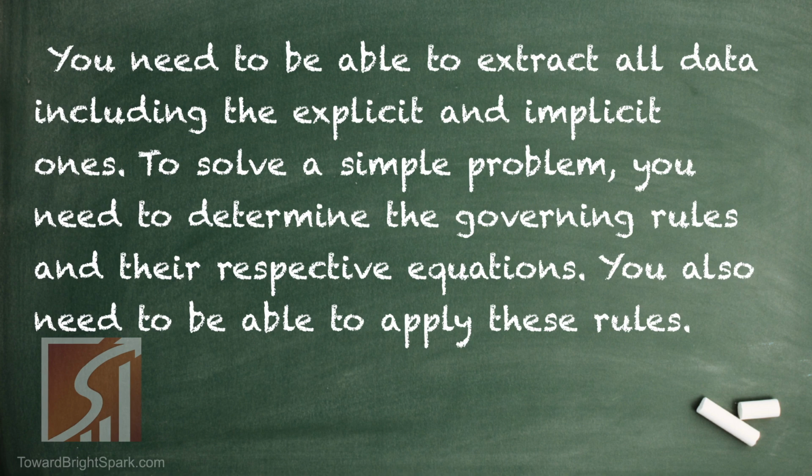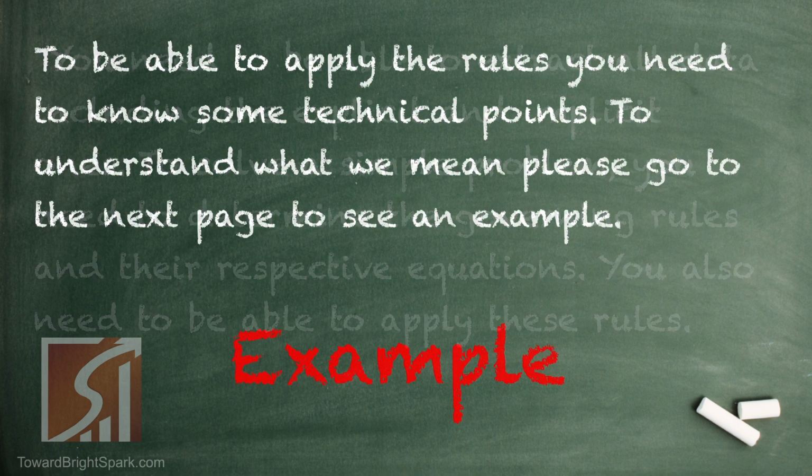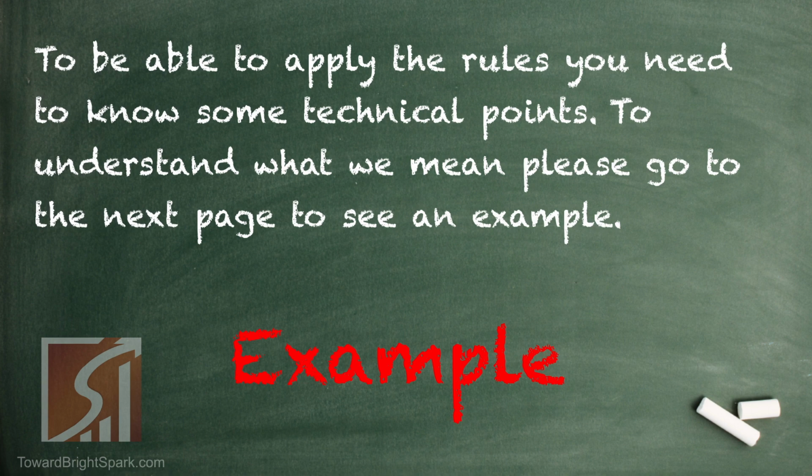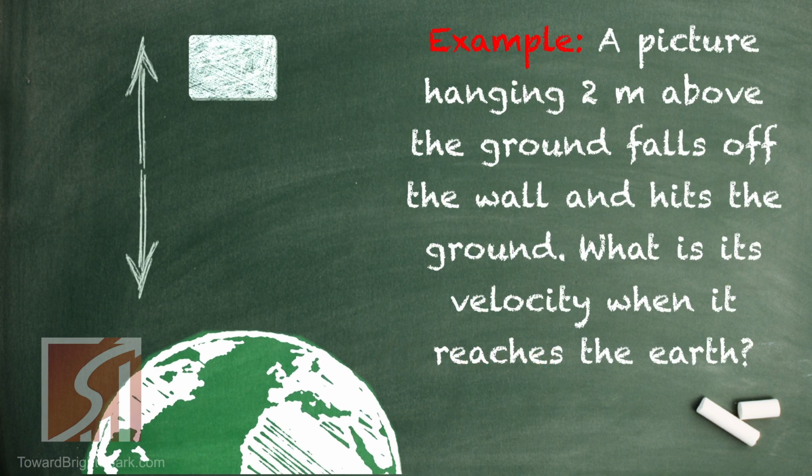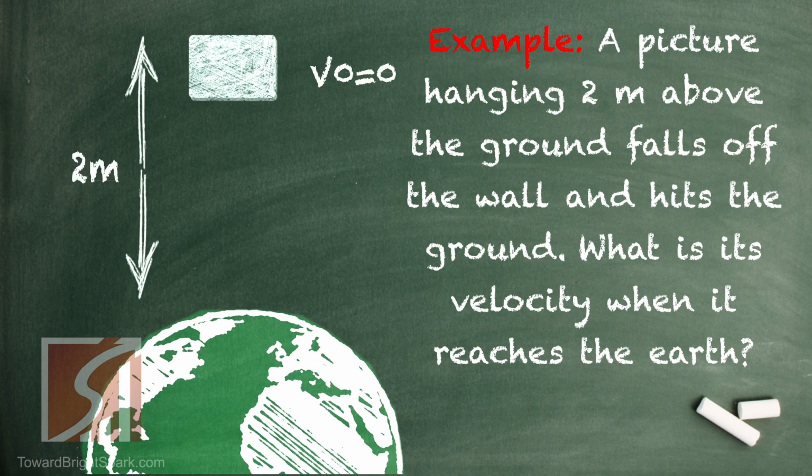To solve a simple problem, you need to determine the governing rules and their respective equations. You also need to be able to apply these rules. To be able to apply the rule, you need to know some technical points. Let's go to the example. A picture hanging 2 meters above the ground falls off the wall and hits the ground. What's its velocity when it reaches the earth?